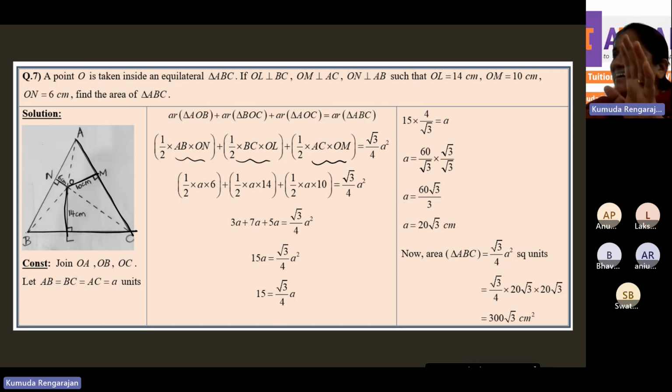Now for all the three triangles, we have altitudes ON, OL, OM. And bases also. AB is the base here, BC is the base here, AC is the base here. So we can find the areas of all the three triangles using the formula half base into height. Yes or no, children? So that is equal to the area of the whole triangle ABC.